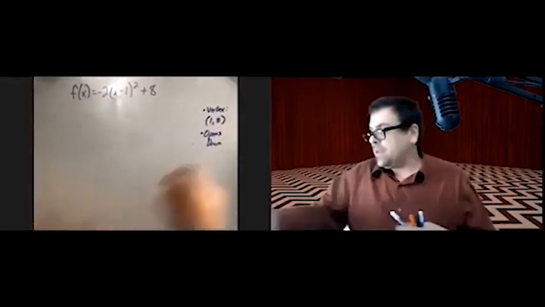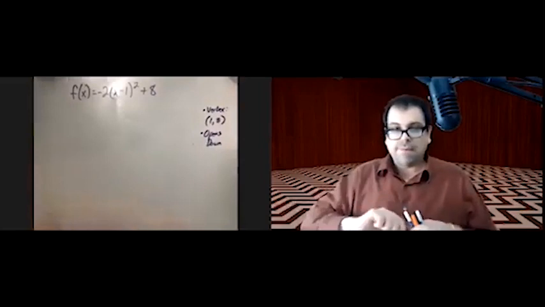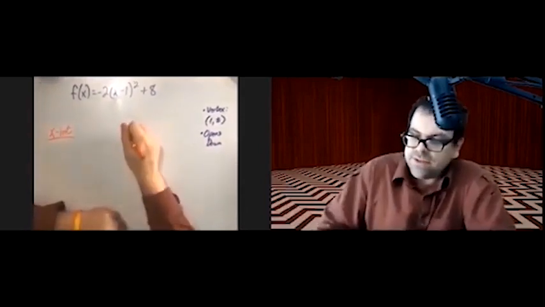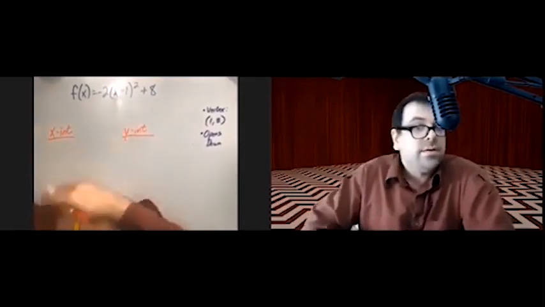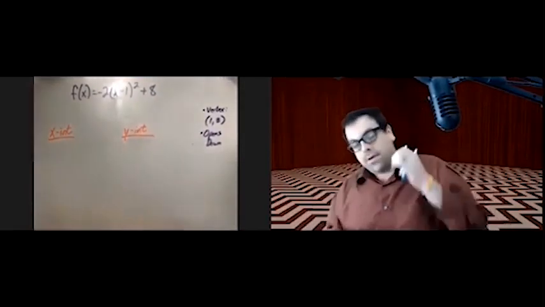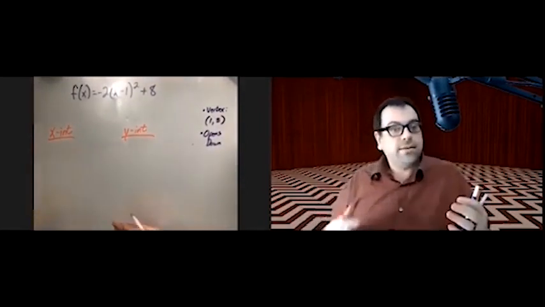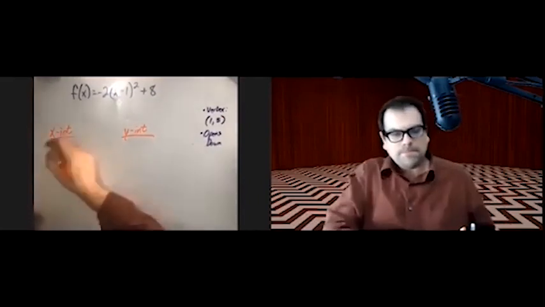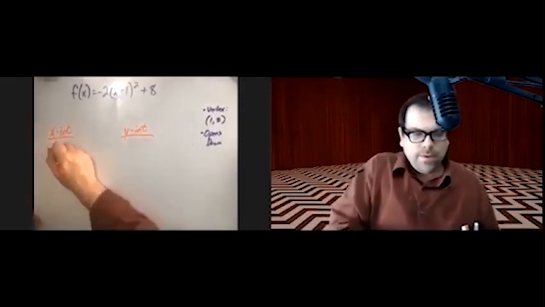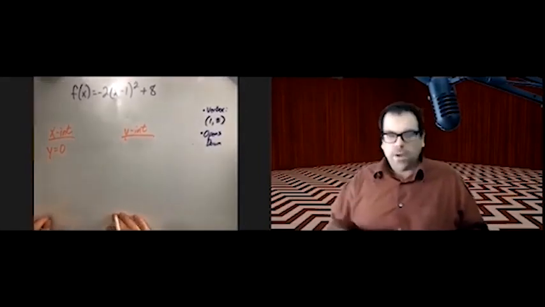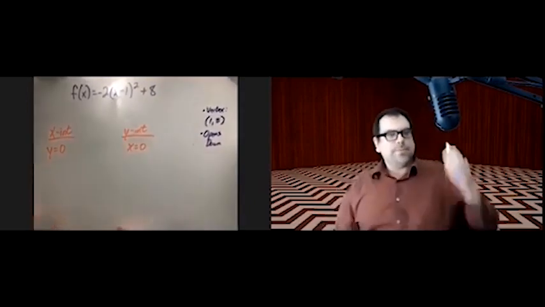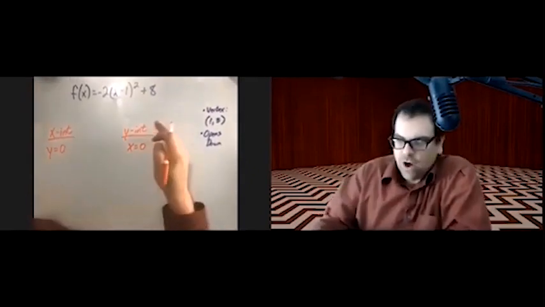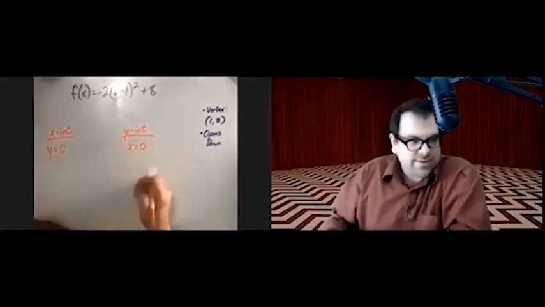Next up, let's find any x-intercepts and any y-intercepts that we might have. Now, x-intercepts, what do we know about that? Well, going back to the very first lecture, x-intercepts, that's where y is 0. And y-intercepts, that's where x is 0. Because if we're on the x-axis, we're not up or down any. If we're on the y-axis, we're not left or right any.